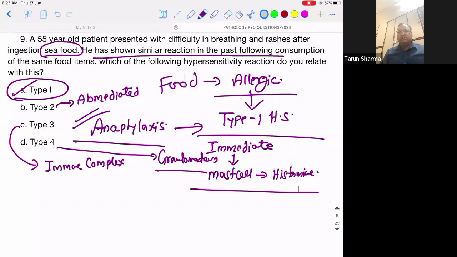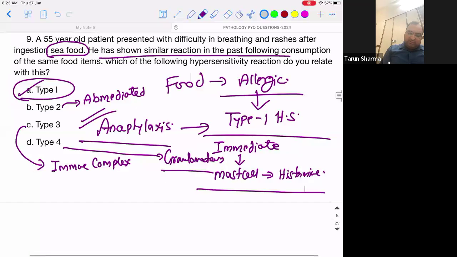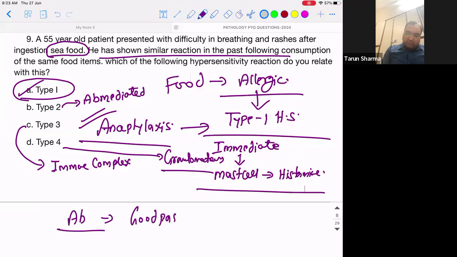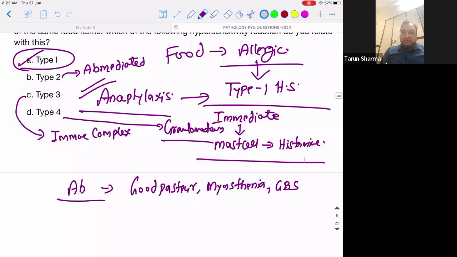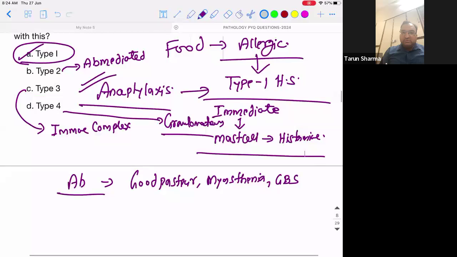Type 2 means antibody. So there are very few antibody mediated diseases. There are not too many diseases in medicine that belong to the antibody mediated conditions. So what are the antibody mediated conditions? Like Goodpasture of kidney. Myasthenia gravis. Guillain-Barré syndrome, GBS. So these are the few things which you have to keep in your mind.